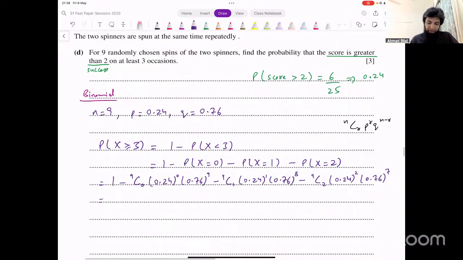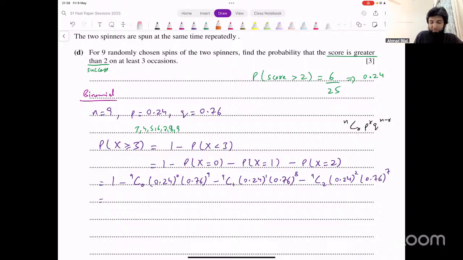We have to find x greater than or equal to 3, right? Greater than or equal to 3 means we want the probabilities of 3, 4, 5, 6, 7, 8, 9. If you were to find them, we would have to add all of them up. But that's a lot of calculation to make.